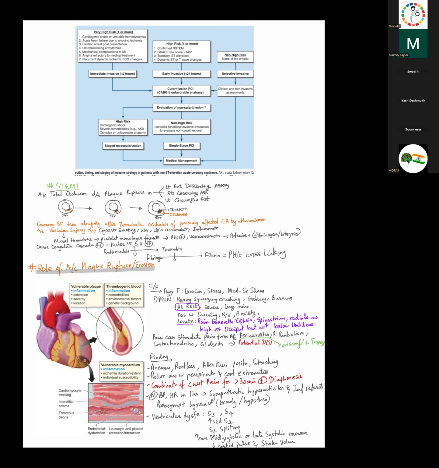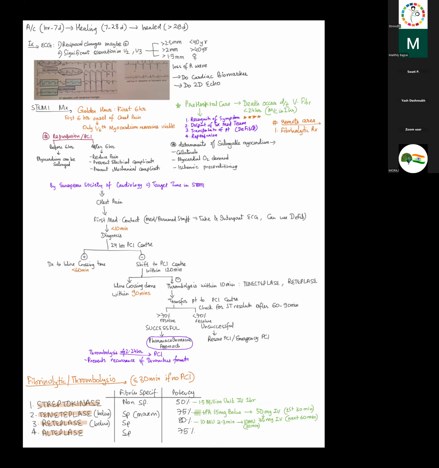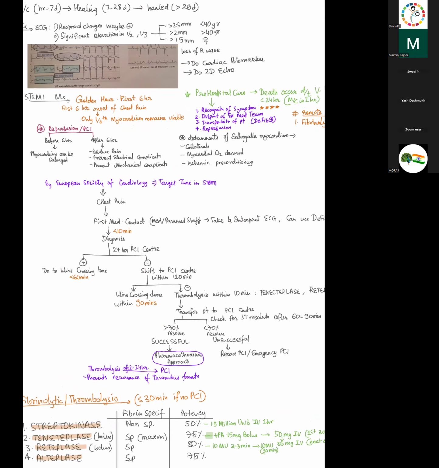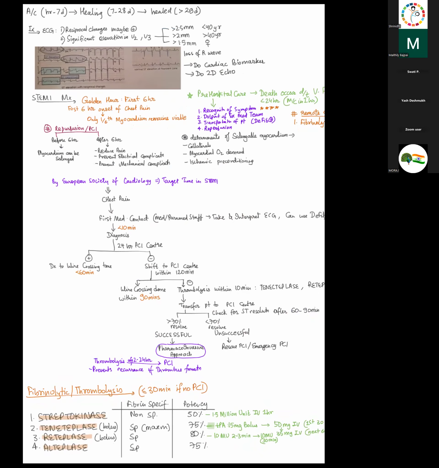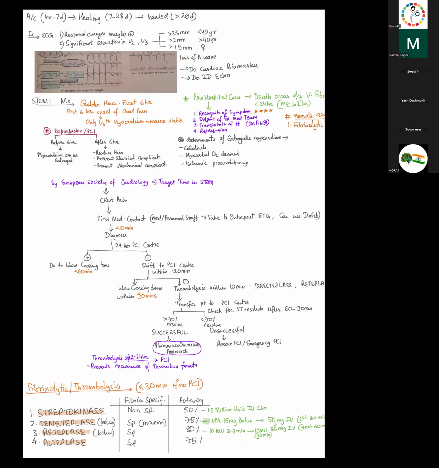Vulnerable plaque and thrombogenic blood I have explained earlier. Next, we do the investigation. In ECG, reciprocal changes may be observed, and significant elevation in V2, V3 may be present: more than 2.5 mm of ST elevation in less than 40 years is significant, more than 2 mm in more than 40 years, and more than 1.5 mm of elevation in a female. And then we'll do the cardiac marker and 2D echo.